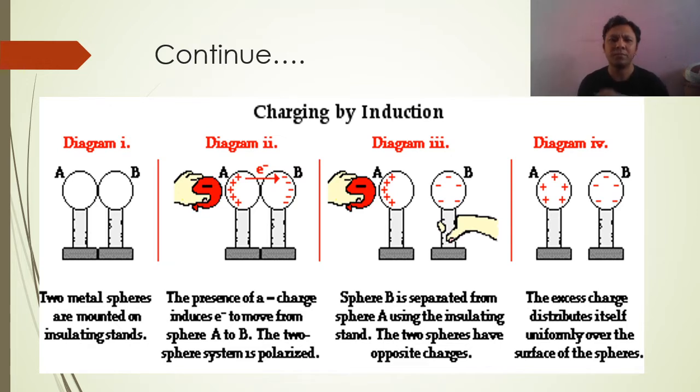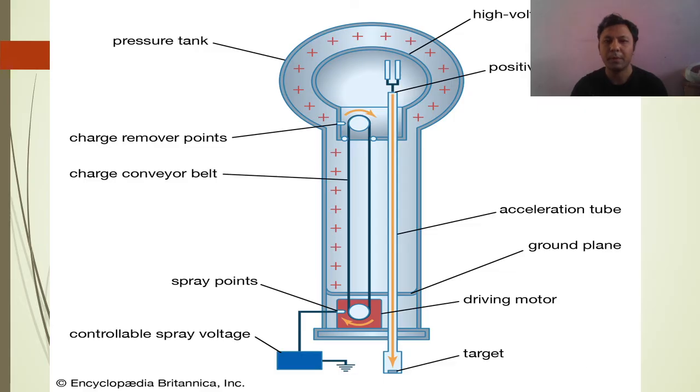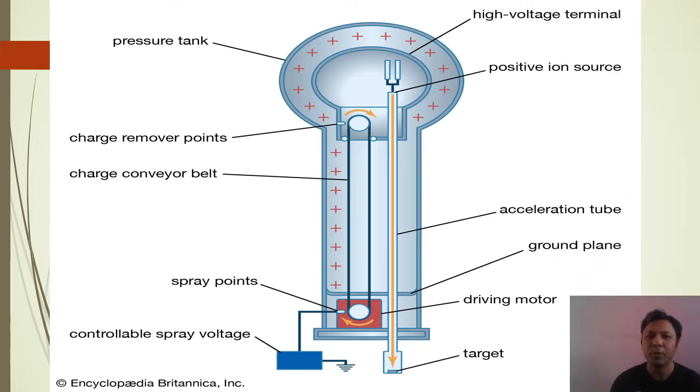One very popular device, which is a good example of electrostatic induction, is called a Van de Graaff generator. Look at this. This is the Van de Graaff generator. It is a very popular device for testing any electrical devices on the basis of high voltage. If you test a device for high voltage, then this Van de Graaff generator is used.